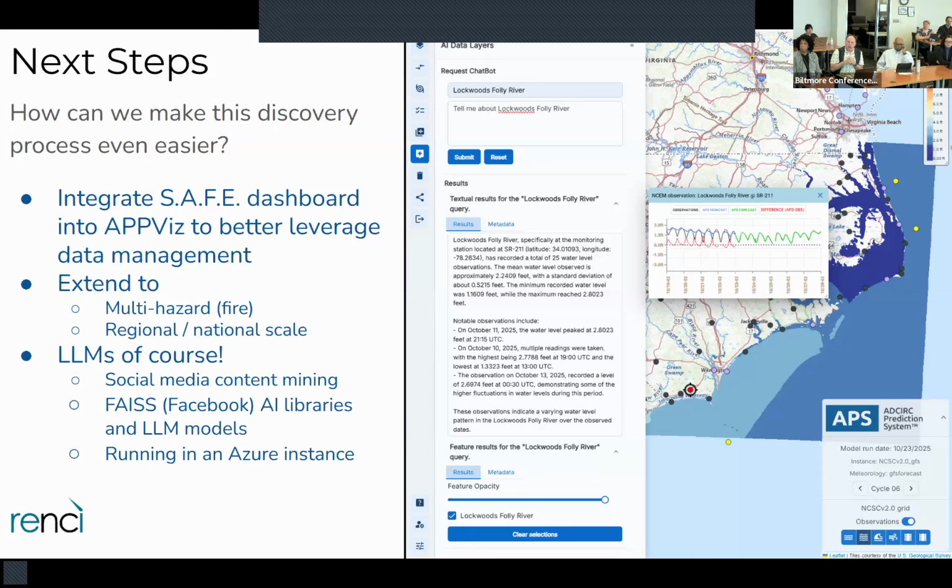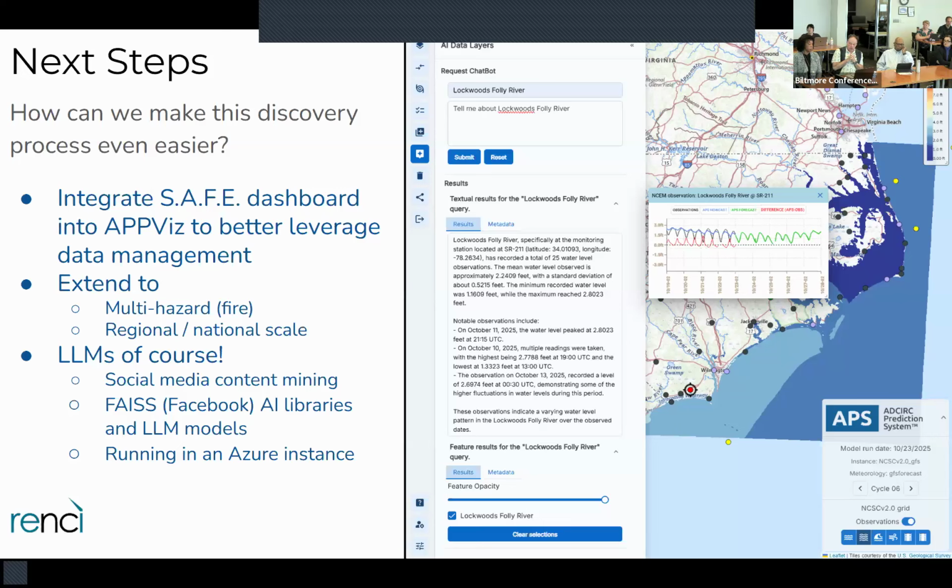So, we're going to try to integrate this dashboard into APSViz, or maybe it's the other way around. Maybe we stick with the dashboard that we have and figure out how to pump different data into it. Either way, we'll be able to leverage a pretty sophisticated data management platform that contains all of this real-time hazard data.